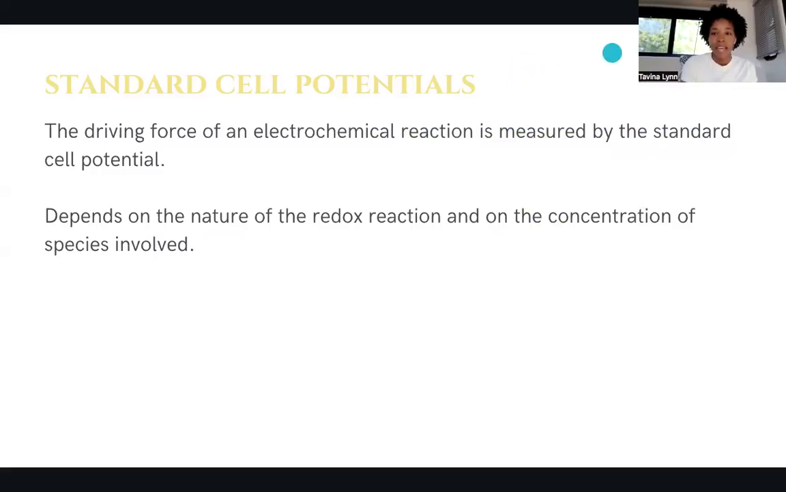Okay, so we introduced cell potential and standard cell potentials. They are measured as the driving force of an electrochemical reaction. And what I mean by driving force is how likely is this redox reaction to happen, right? How favorable, how energetically favorable is it? And so we can get an indication of that by measuring something called the standard cell potential.